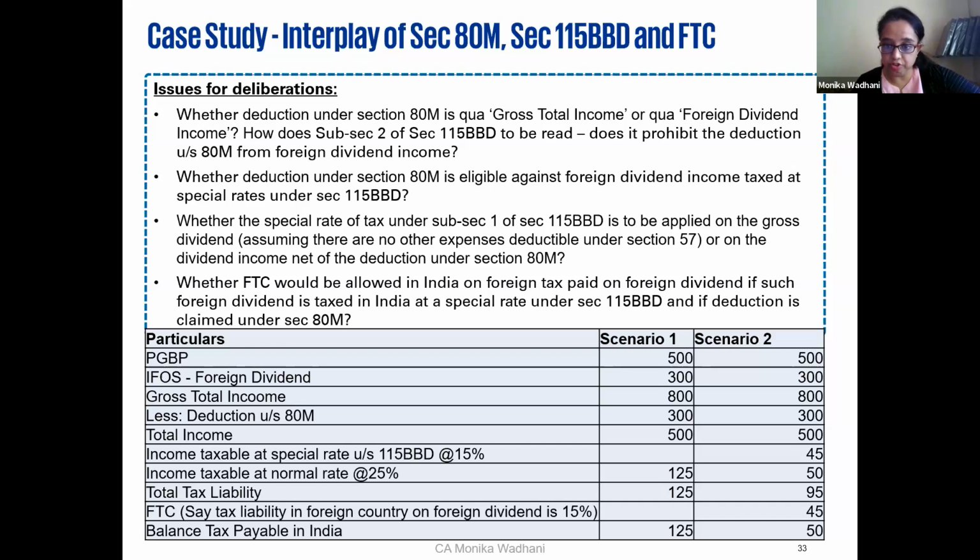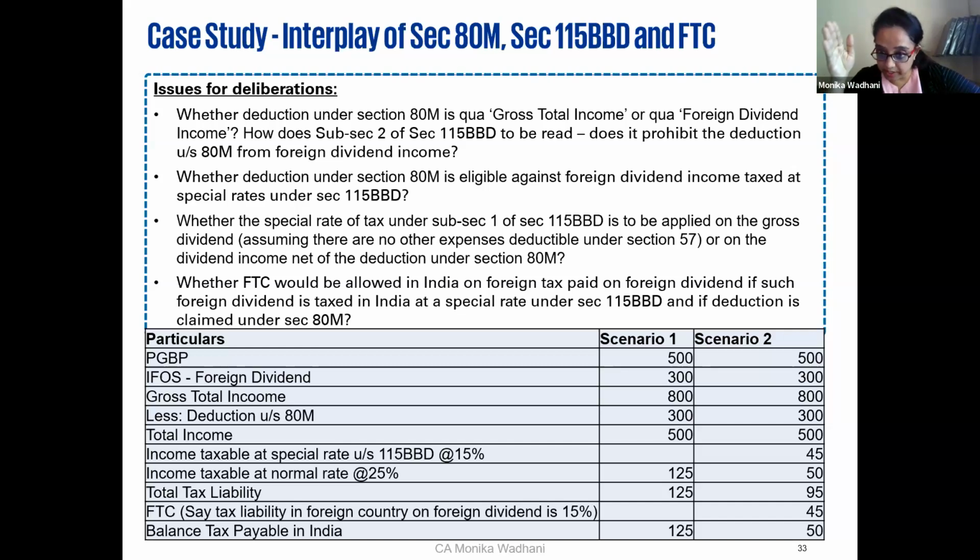Whether that is a correct proposition or whether scenario 2 is the correct proposition. So scenario 2 reads like this: profits and gains is 500, foreign dividend income is 300, so gross total income is 800. Now, if you are claiming deduction under 80M of 300 and say total income is 500, can you take a position that deduction under section 80M is qua gross total income and not qua a specific category of income which is a foreign dividend income?